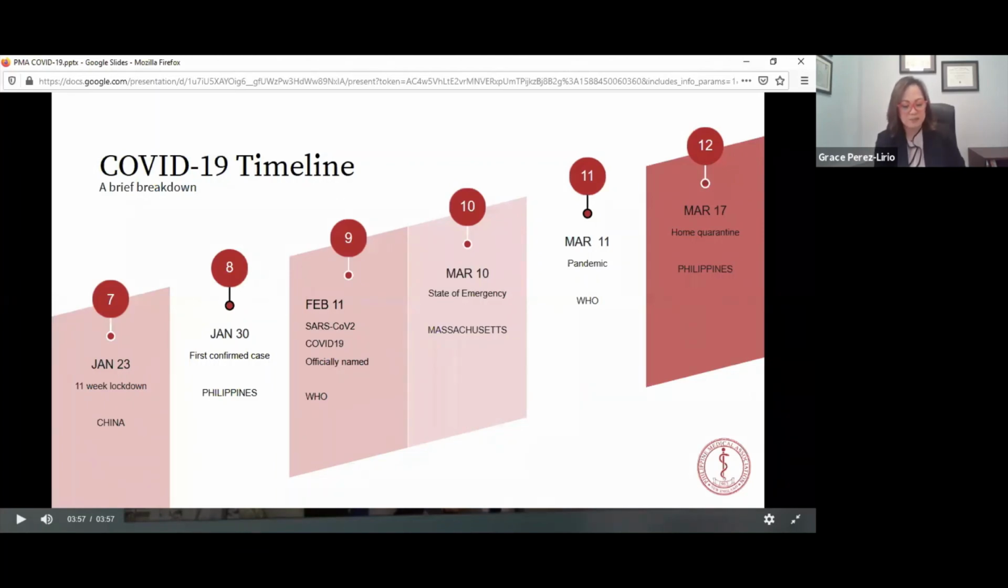On March 10, a state of emergency was declared in Massachusetts. It's not the same as lockdown. And a containment zone was identified in New Rochelle, New York at the same time. On March 11, finally, the World Health Organization declared COVID-19 a pandemic after over 110 countries reported their cases of SARS-CoV-2. On March 17, a home quarantine was ordered in the Philippines. And May 2, here back in Boston, here we are on our 8th week of the pandemic, at least from when the state of emergency was issued in Massachusetts.